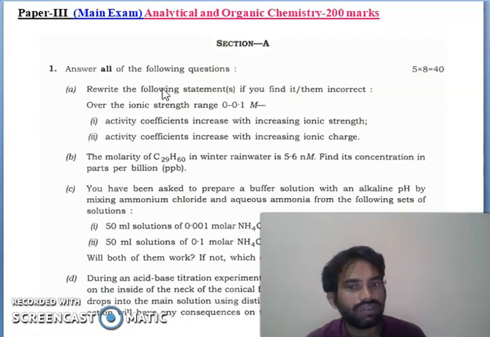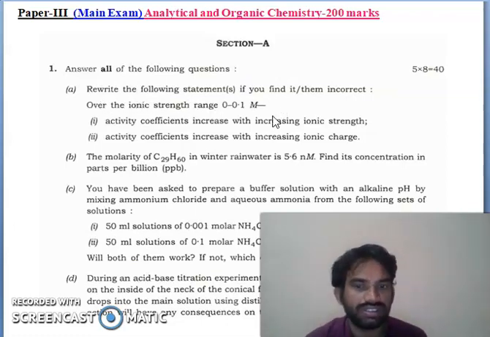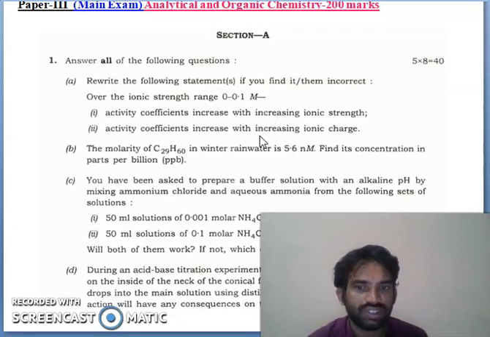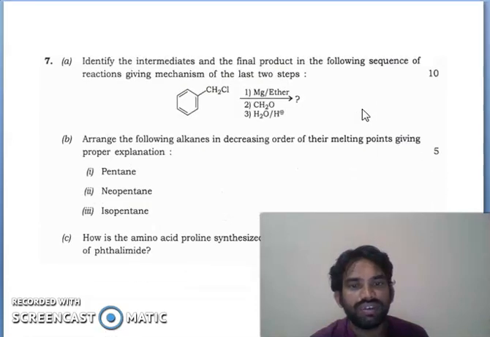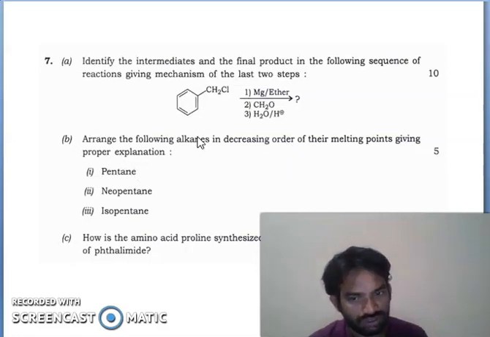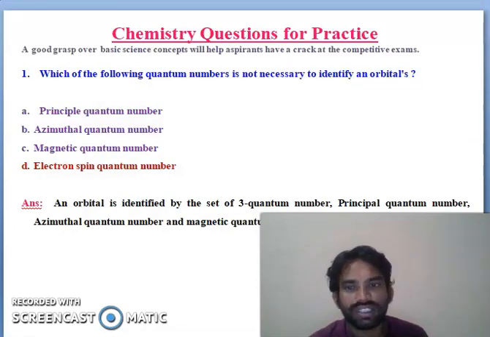Answer all the following questions. Reverse the following statement if you find it incorrect. This is section A. And section B is organic chemistry. Answer the following questions: give the product expected from the treatment of the alkene with O3 followed by these reactions. And you can see a few of the organic questions I mentioned here. Arrange the following alkenes in decreasing order of melting point, giving the proper explanation. Okay. And I also gave chemistry questions for practice.